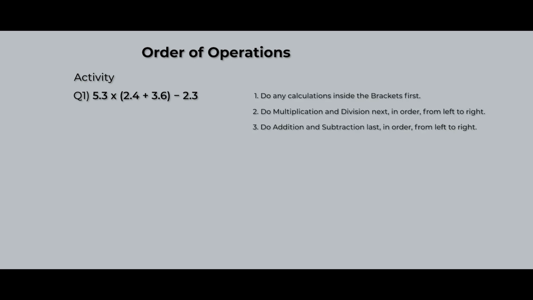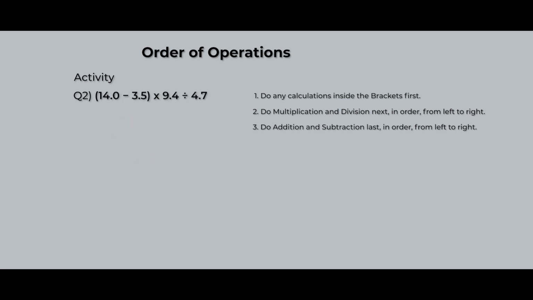The first rule says do the calculation inside the bracket. So in the bracket we have 2.4 plus 3.6. When you add, you get 6. Next, you do multiplication, because multiplication and division come in the second rule. So when you multiply 5.3 by 6, you get 31.8. And finally, 31.8 minus 2.3 gives you 29.5.